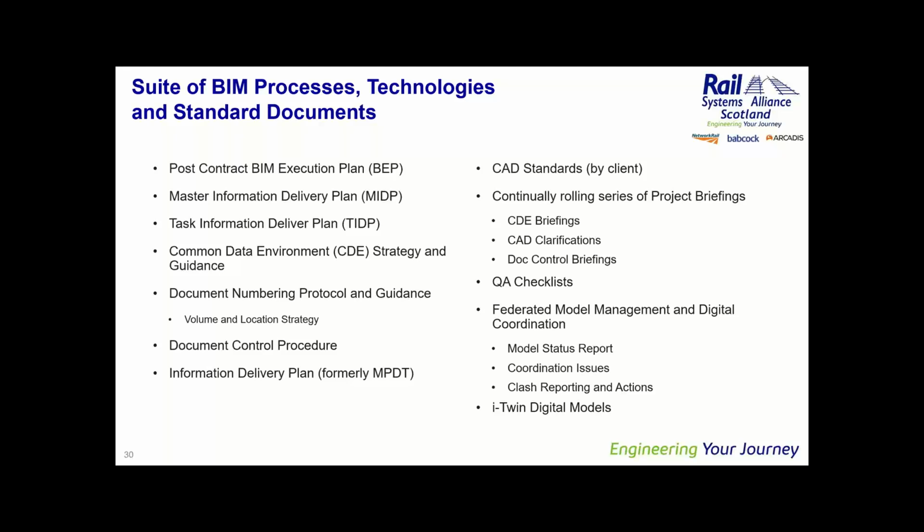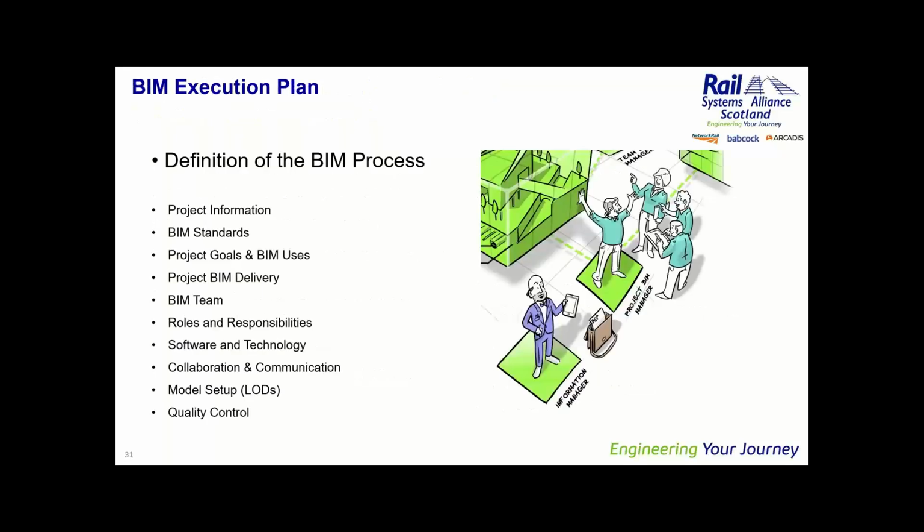So the BIM Execution Plan, as I said, I'm sure a lot of you have seen a BIM Execution Plan on your projects in the past. It sets out project information, the BIM standards, and the goals that we want BIM to achieve on the projects. It sets out what we do for our BIM delivery. It identifies the BIM team and the roles and responsibilities in the BIM team. We talk about the software and the technologies we're going to use to help us deliver that. It sets out the groundwork for our collaboration and communication strategy. We mention how we're going to use the level of detail within our models, and it certainly covers a bit about quality control.